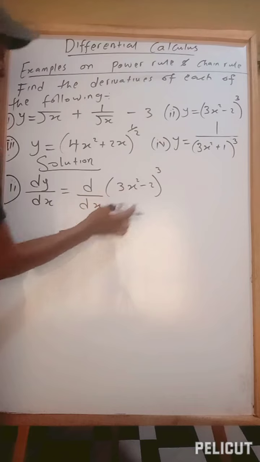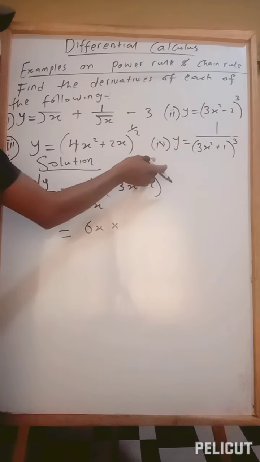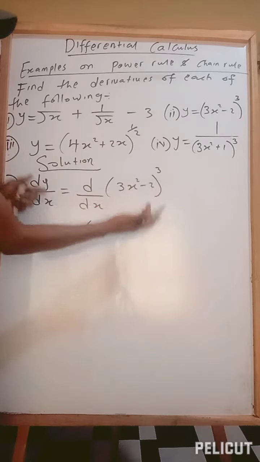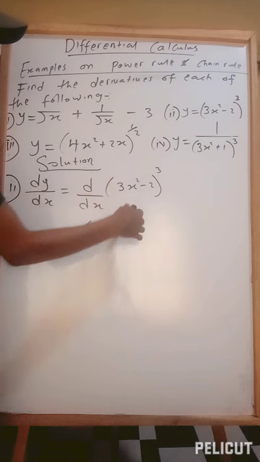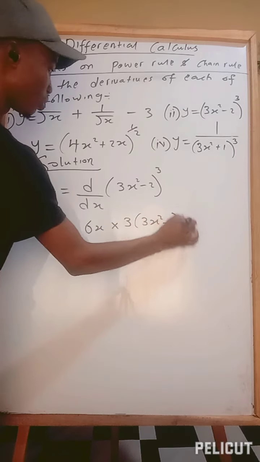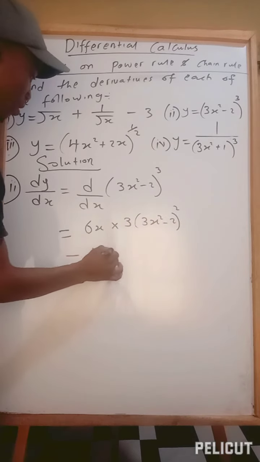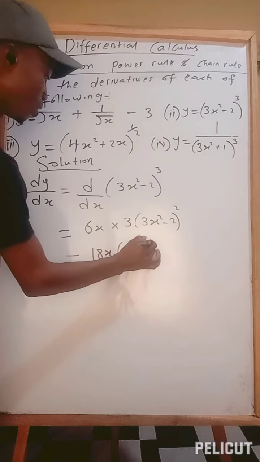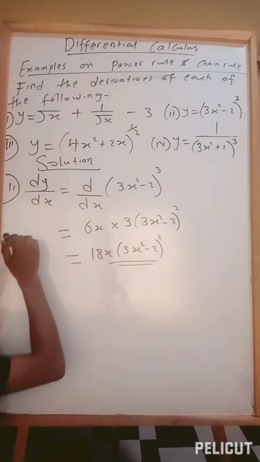So if you differentiate what is inside, you have 6x times, then you differentiate the outside function. The function outside there is this cube. So drop down the power, write back this function, and subtract 1 from the power. So this is going to be our answer. Very easy to do. So let's look at number 3.